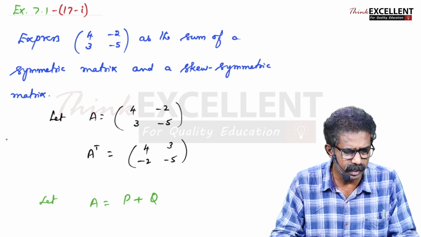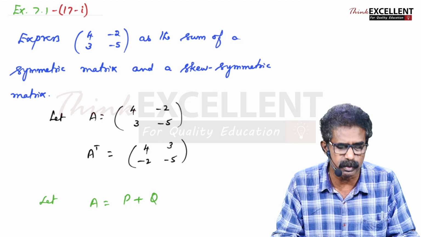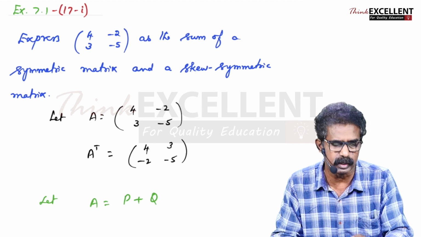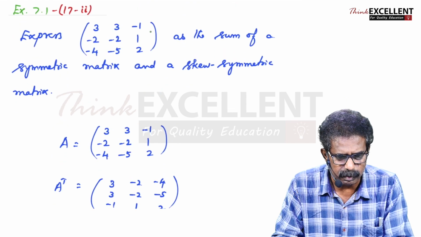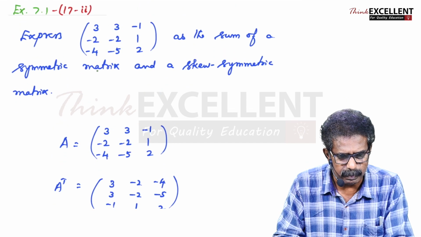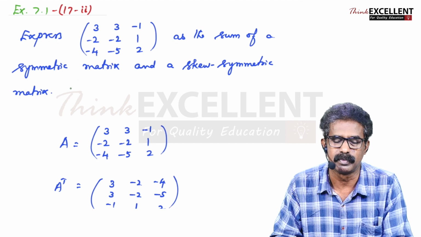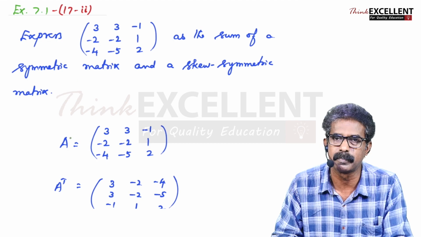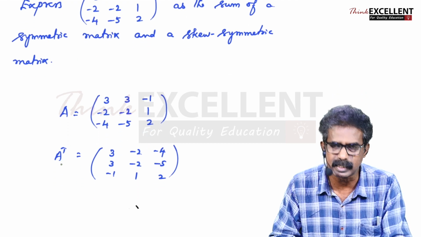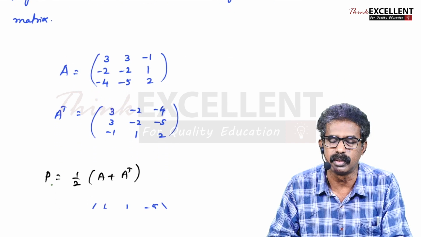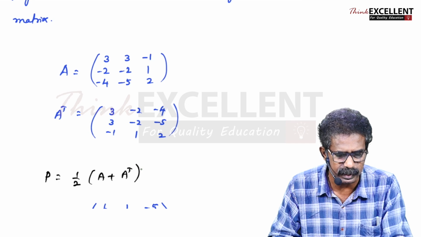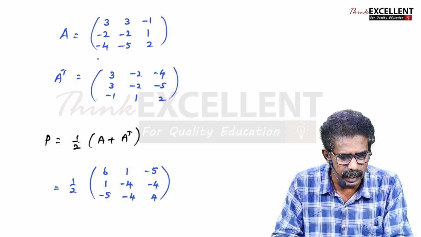Okay. Same way 3 by 3 matrix. Same. This is the procedure. Only thing, instead of 2 by 2, it is what? 3 by 3. Please listen here. Express this 3 by 3 matrix as the sum of a symmetric matrix and a skew symmetric matrix. Take the matrix as A. Immediately you find A transpose, interchanging rows and columns. Then P equal to half into A plus A transpose.